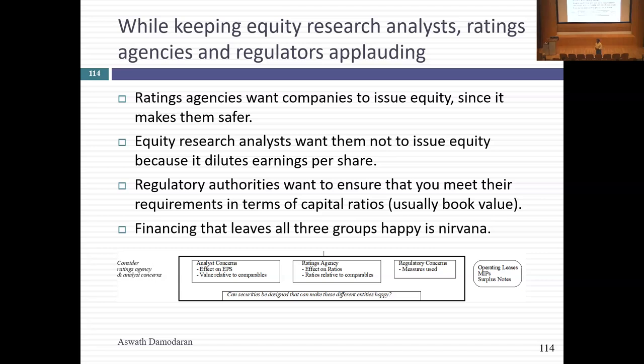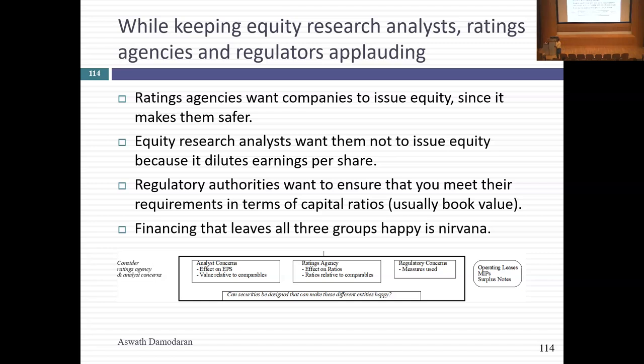And you decide to take a trip to New York. There are three groups you got to meet. The first is the ratings agency. So you stop at the Moody's office in the morning. And remember, they care about default risk. So what do you have to convince them that the financing is, equity or debt? What do they want you to do as the ratings agency? What makes you safer? Equity. So you want to convince them that what you're issuing is really equity. You say, what's the big deal?